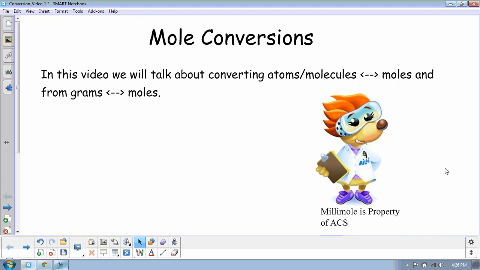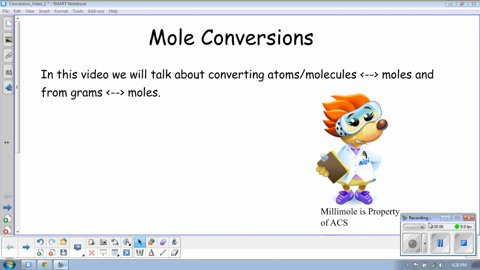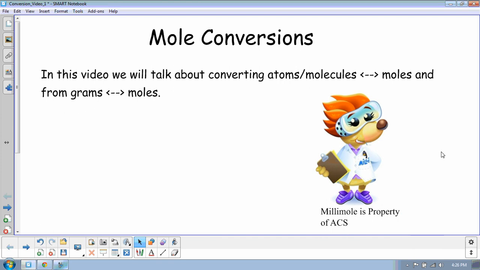So in this video, we are going to talk about mole conversions, and we are going to be using the mole, not like the furry creature that lives in the ground or the mole on your face, but a way that we do measurements and amounts in chemistry. So right here we have millimole. Unfortunately, a mole does not look like this super cute character from the American Chemical Society.